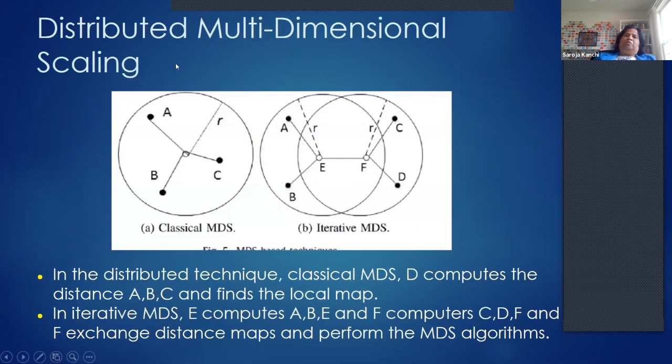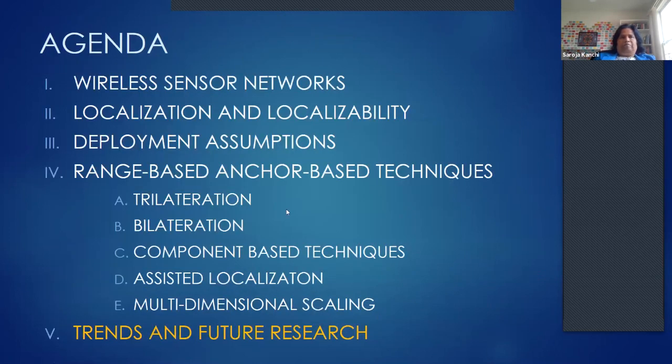MDS has also been tried in the distributed setting, where we could have a node with 3 adjacent nodes. So it could run an MDS at each node here, because it's adjacent to 3 nodes and knows the distance to these 3 nodes. It's a classical MDS. Iterative MDS would mean that F would run MDS for CDF, and E would run MDS for ABE, and then they exchange information to make a global map between the 2. So iterative MDS and classical MDS can help make the algorithm distributed rather than stay centralized. So MDS can be used in both a distributed setting and a centralized setting.